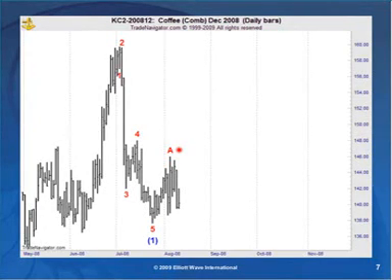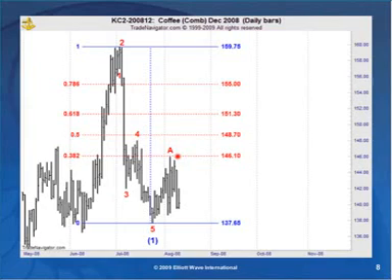And I'm noting the fact that the A wave is a three-wave structure. It is somewhat shallow. It doesn't really look finished. Let's do a Fibonacci retracement analysis, and we can see that this A wave over here made almost an exact 382 retracement. That high of the A is 146 even, and the 382 comes out to 146.10.